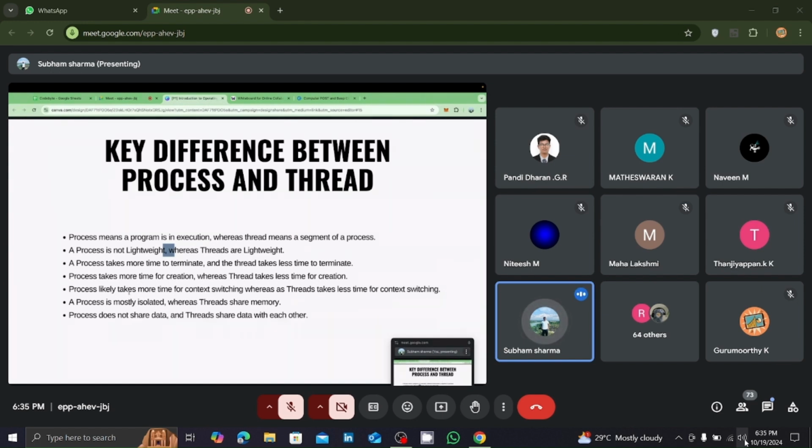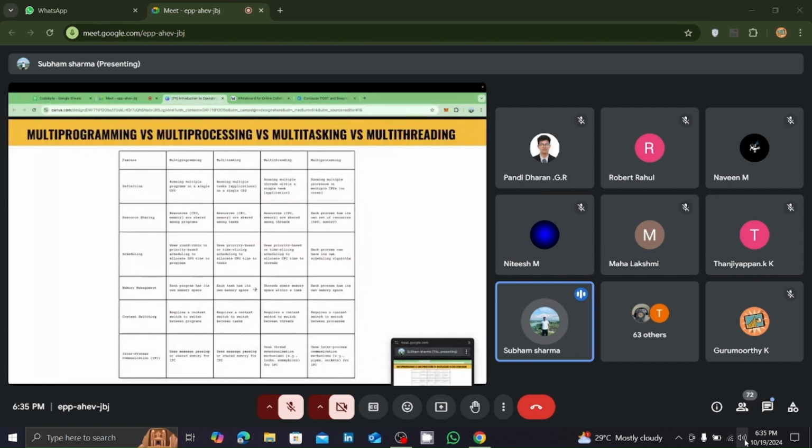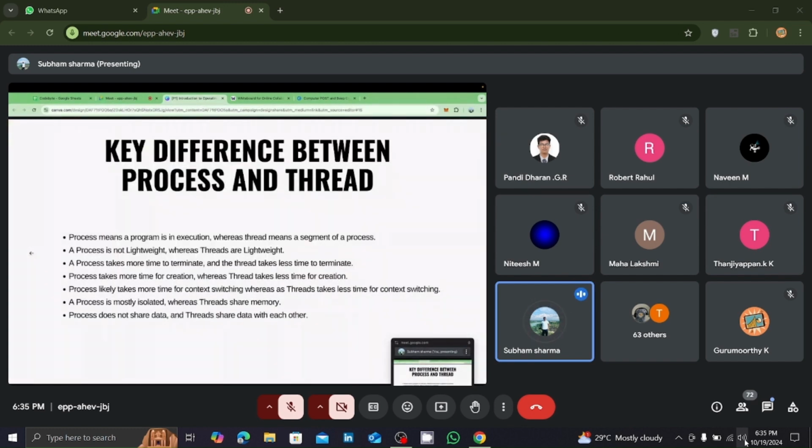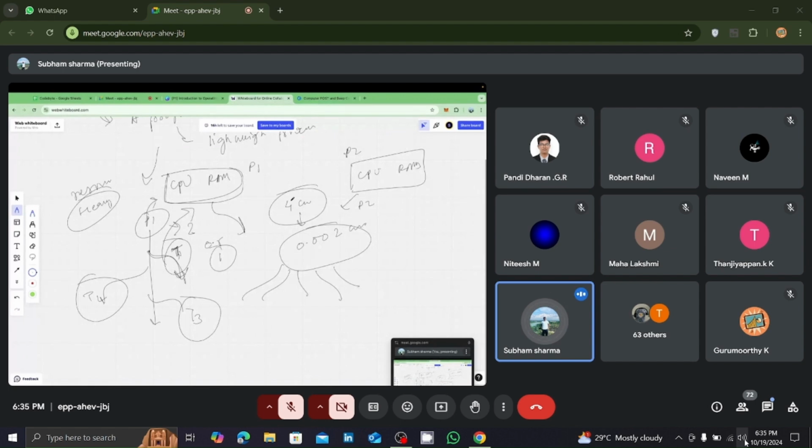Now, process takes more time for context switching. Now what is context switching? We have not discussed it, but when we discuss it, we'll get to know. Process is mostly isolated, as we saw. There are processes that are dependent processes, where P1 and P2 will share something in common, but that is a future topic that we'll study. Mostly they are isolated. If they are isolated, that means the resources that they are allocated with are not in common.